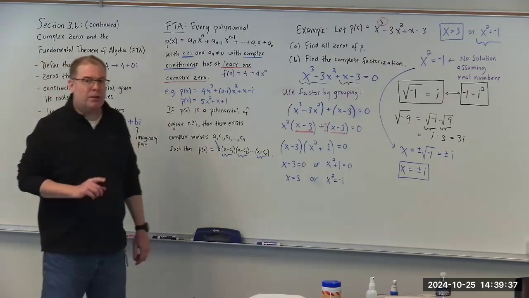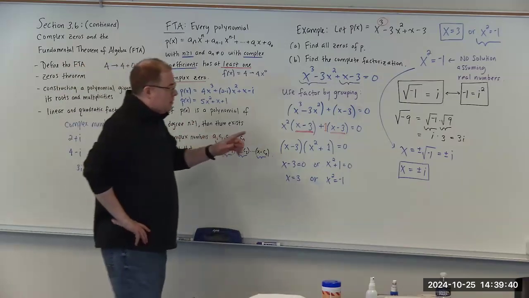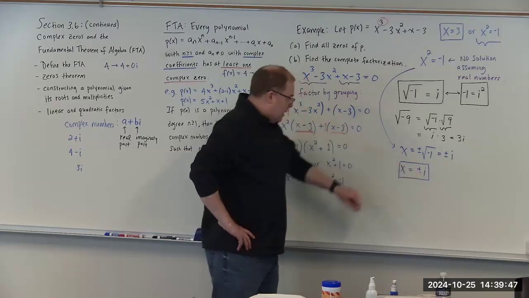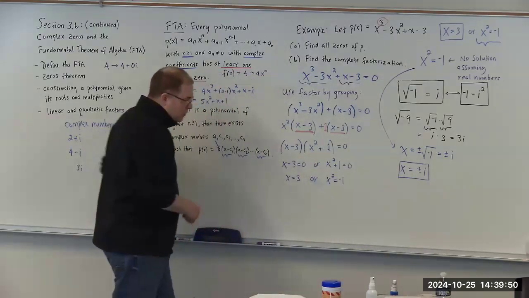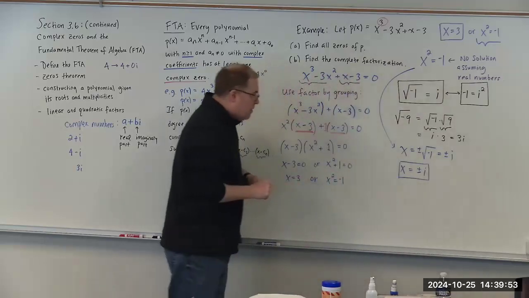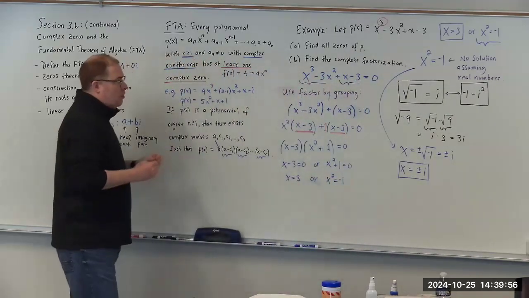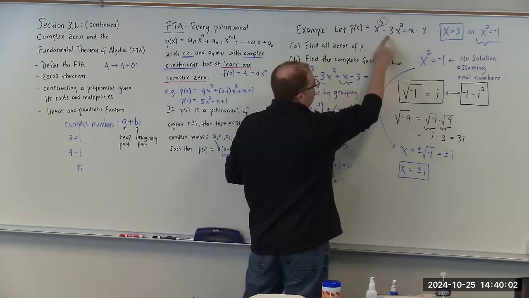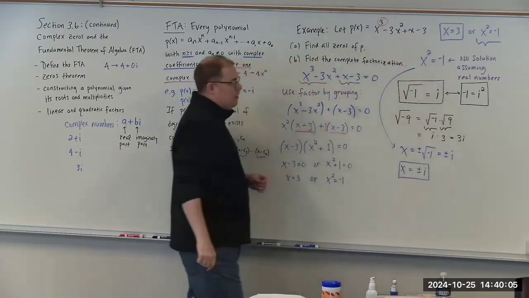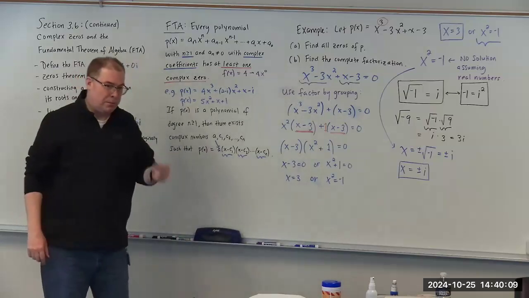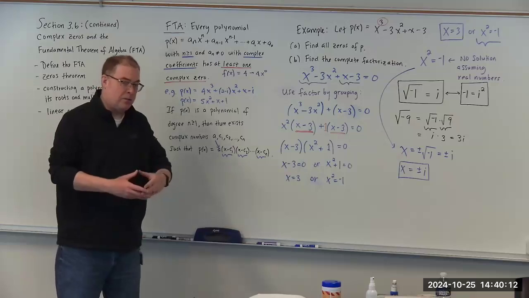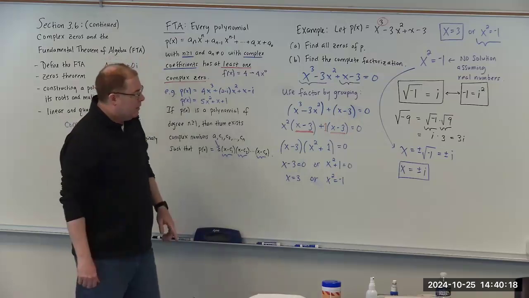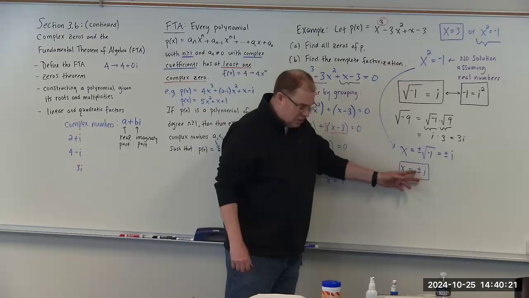The other thing I wanted to mention here is this one: you get plus or minus i here. It turns out, and we're going to talk about this later, that if the polynomial has real-valued coefficients, like the ones you see here, and one of the solutions is complex, then it must also contain what's called the complex conjugate of that complex root. And so these are what's called complex conjugates.